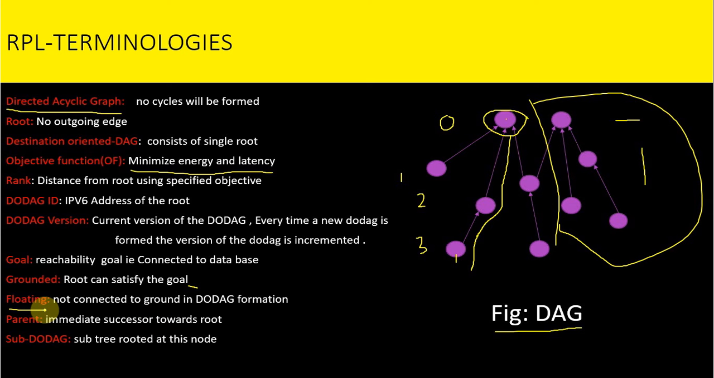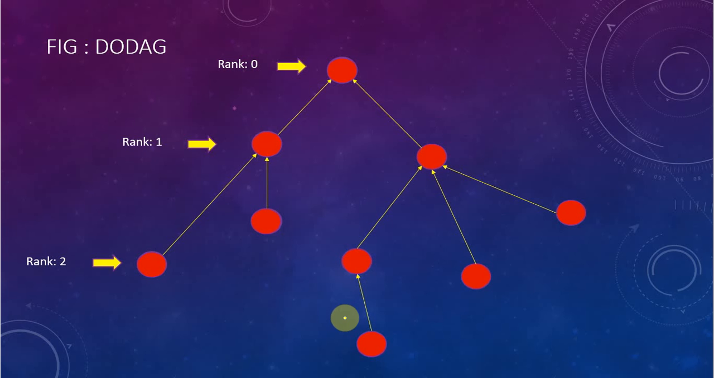Then parent, the immediate successor towards the root. So for this node, let us say here the parent will be this one, that is the immediate successor towards the root node. Okay, that is parent. And sub-DODAG means the subtree rooted at this node. So if the connection ends here, then for this DODAG this one will be the parent and this node will be the child for that one. Okay.